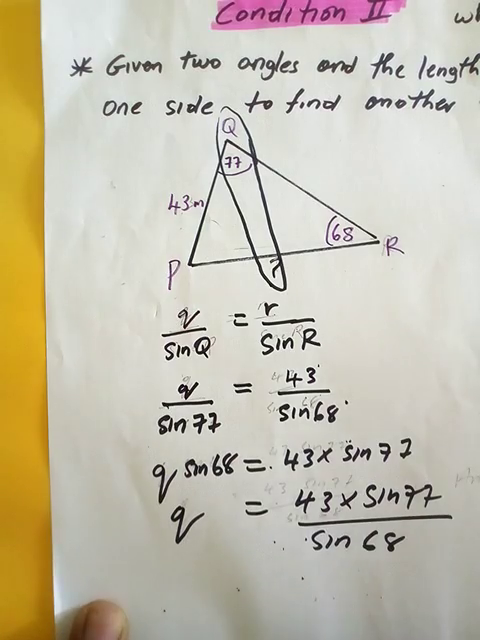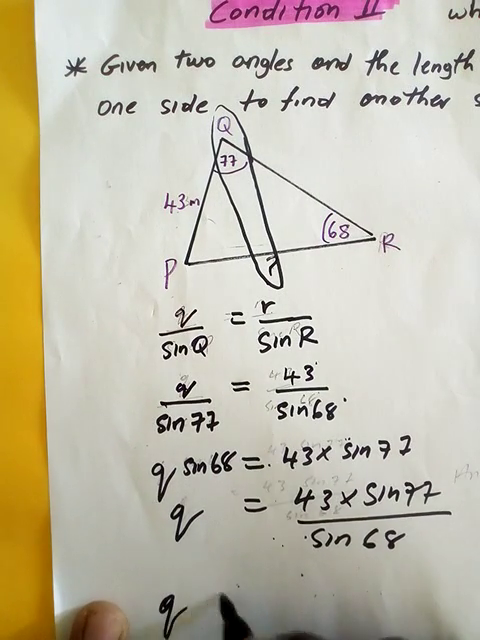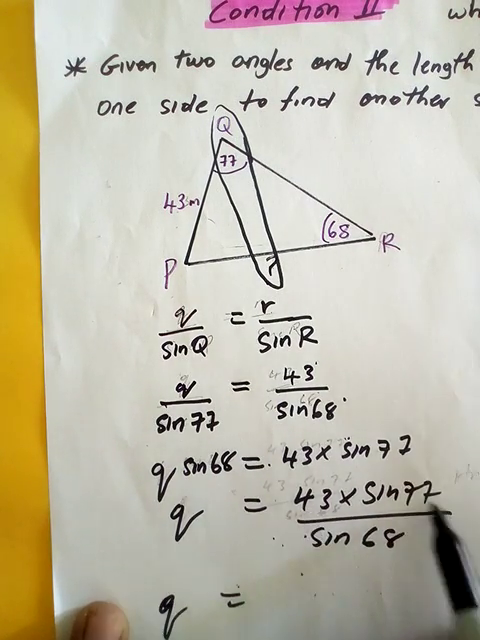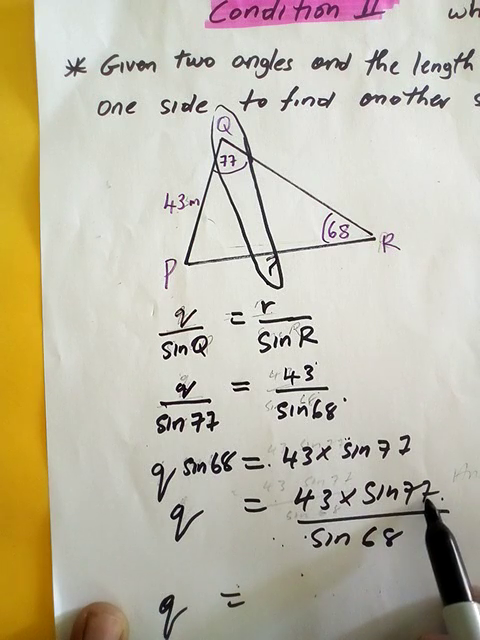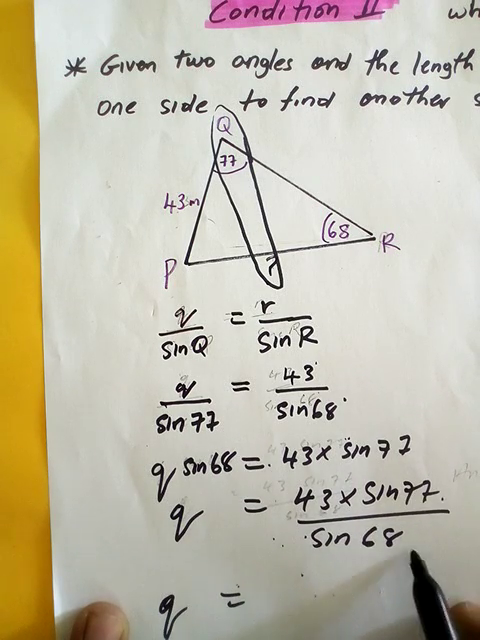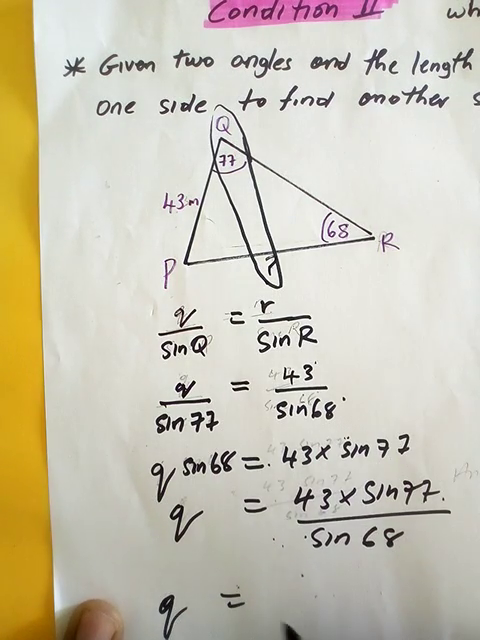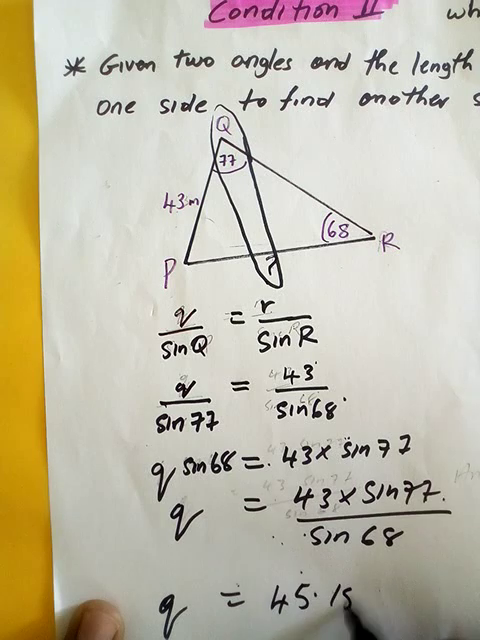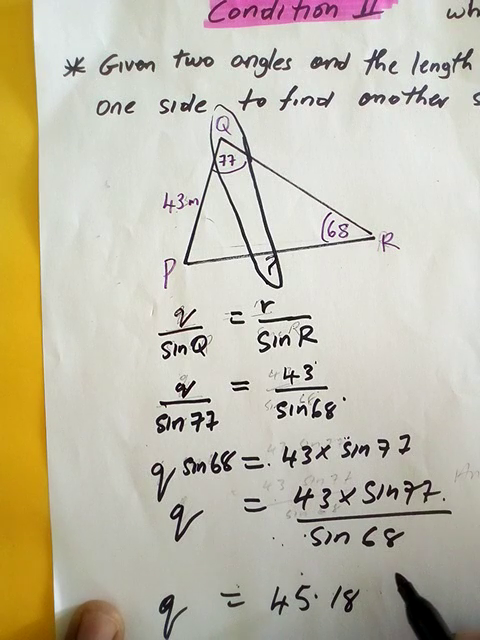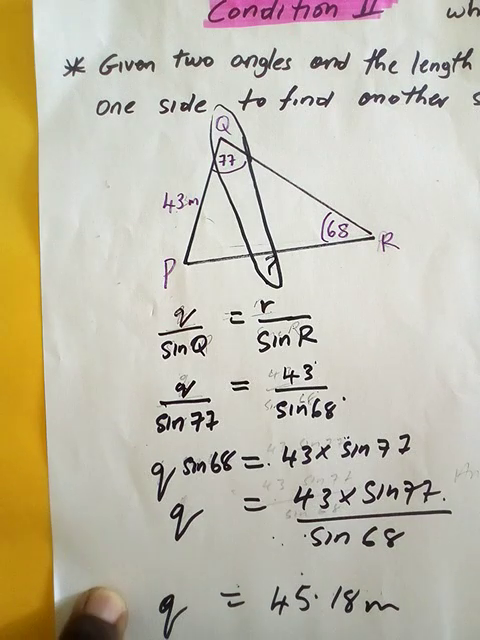When you break down all of this, we can push all of it in the calculator. We can do it by parts. We can find the sine of 77 multiplied by 43, then we find the sine of 68, and then we divide, and then we'll get our final answer, which would be 45.18 meters, because we're trying to find the sides.